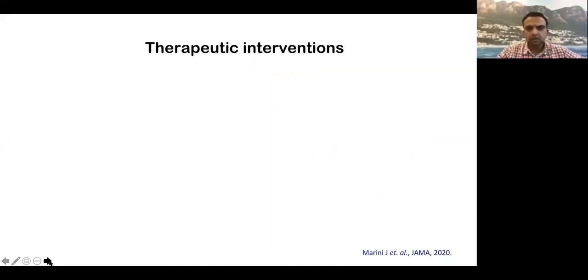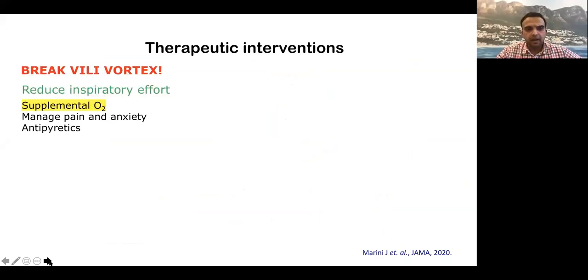So having told you all this pathophysiology and the types of ARDS that are currently recognized, what can we do about them? The first thing is we need to break the Willi vortex. Otherwise, the patient just goes into this cycle.